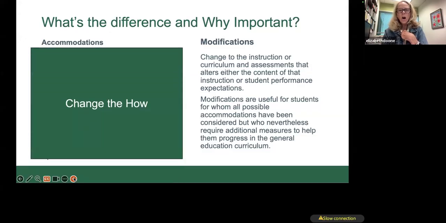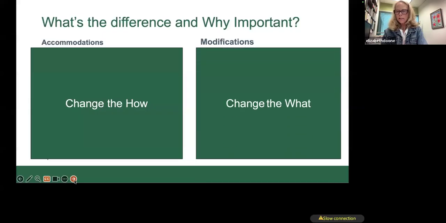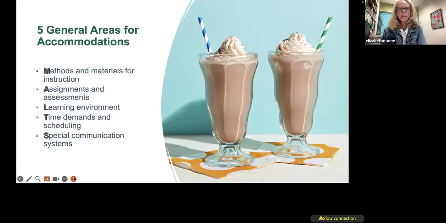So accommodations are the how students access the materials, the content, the testing. Modifications, on the other hand, are the what. So we change the what, we change what they learn. And with accommodations, we're providing some support on how our students can learn. So I hope that's clear.